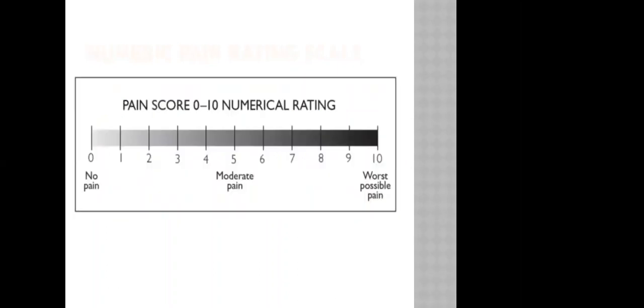So this is the numeric pain rating scale, from grade 1 to grade 10. Grade 1 is no pain. From grade 3 to grade 6 is moderate pain. From 7 to 10 is the worst possible pain.